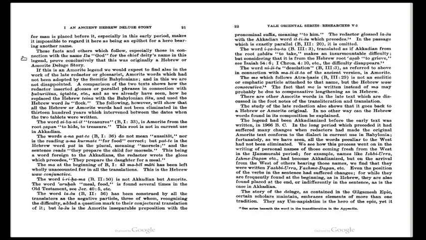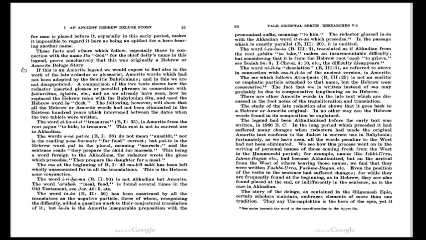These facts and others which follow, especially those in connection with the name Elu, God, for the chief deity name in this legend, prove conclusively that this was originally a Hebrew, or A-W-E-R, people, who made a crossing, who crossed over, who made a journey, i.e. Abraham to the land of Canaan. This was originally a Hebrew or Amorite deluge story or flood story.